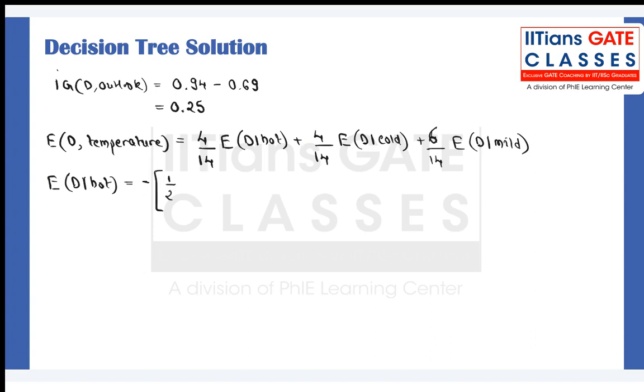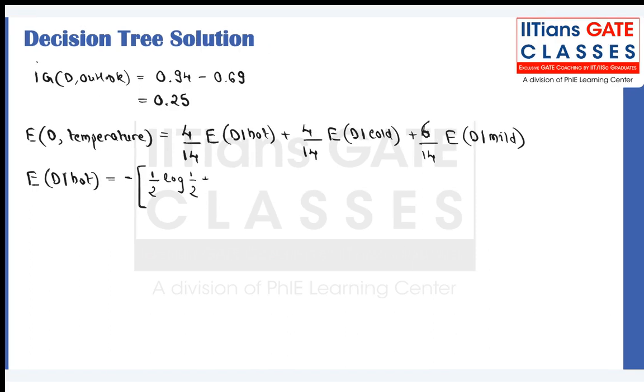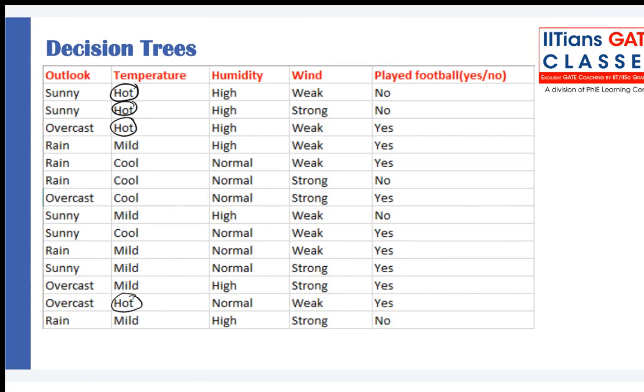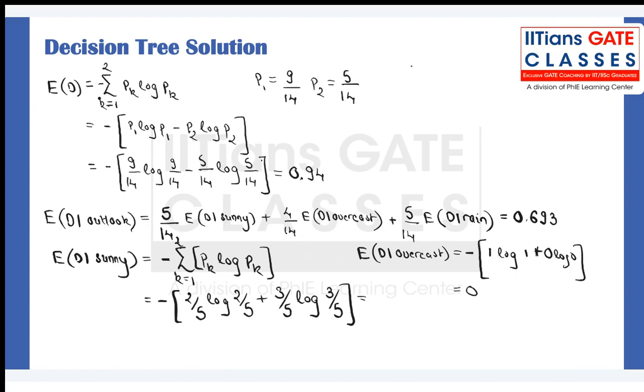So minus 1 by 2 log 1 by 2 minus 1 by 2 log 1 by 2. Okay, sorry, it should be plus. That's the mistake I was making. It is summation of minus pk log pk. Sorry, yeah, it should be summation.